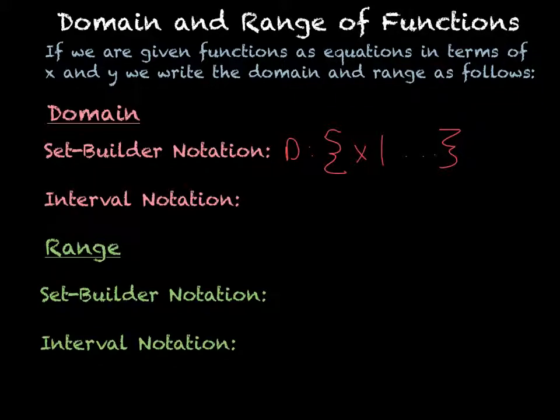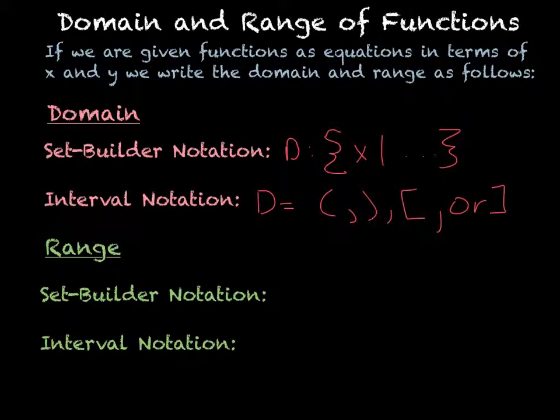Interval notation is the same thing. The domain is going to equal, we know this is our x's, so we're going to be using our parentheses or our square brackets depending on if it's greater than or equal to, or if it's just greater than or less than or whatever. Okay, so we have to be able to do both of those.